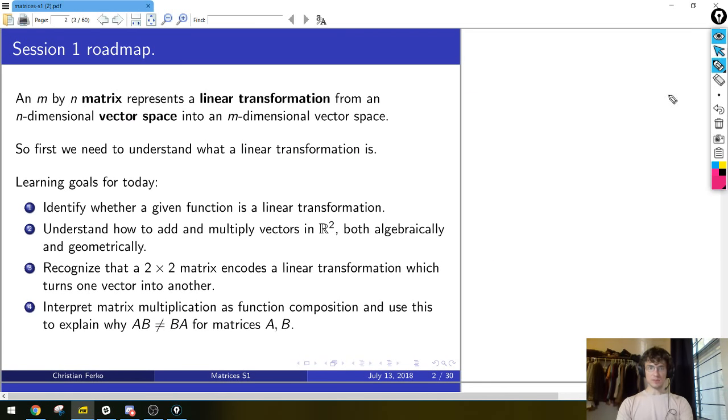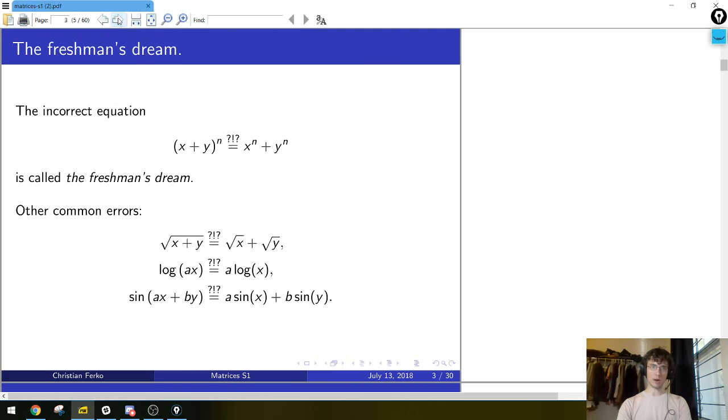And now let me ask you two, since we're going to start discussing what a linear transformation is. Have either of you heard of the freshman's dream? I believe I've seen a Wikipedia article on it once, but I have no idea what it is. Okay, good. Then this will be fun. This is just to motivate why we should care about linear transformations. So this is called the freshman's dream.